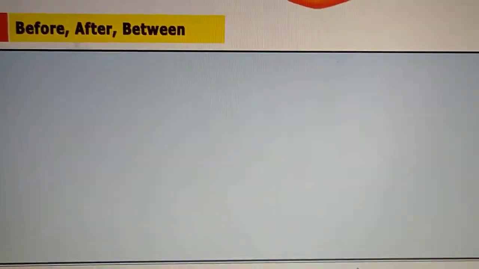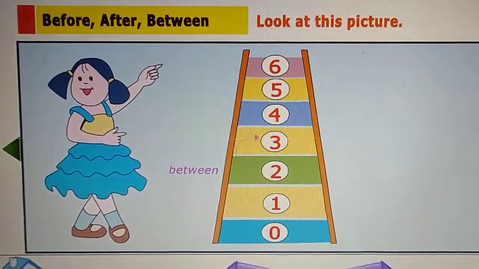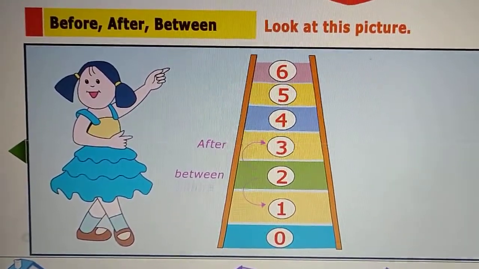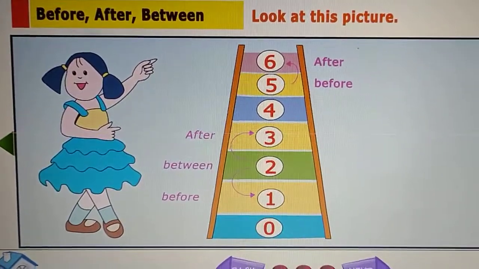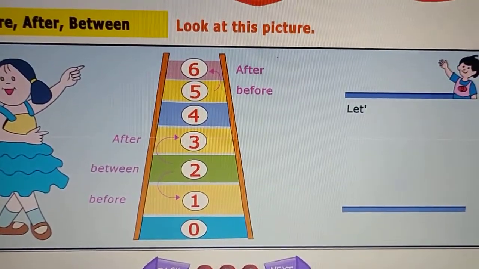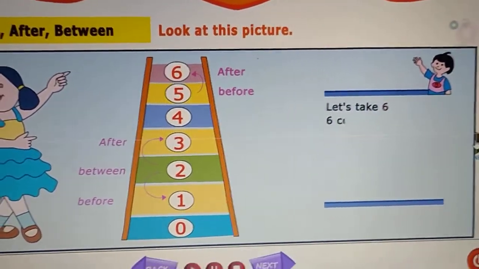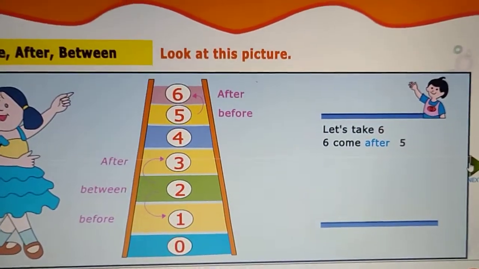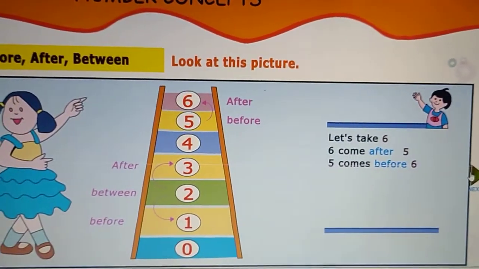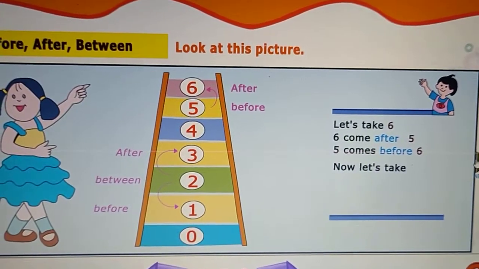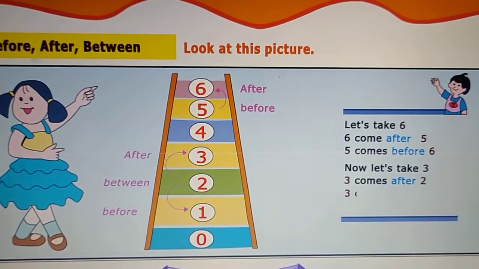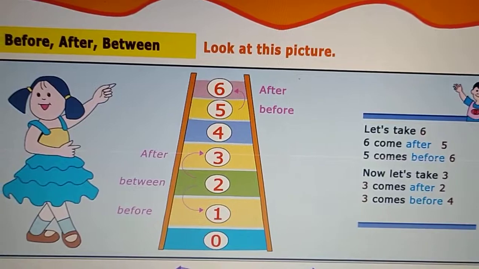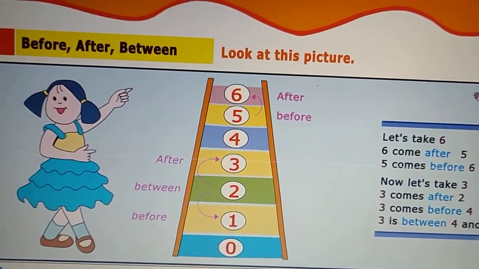After, between. Look at this picture. Let's take 6. 6 comes after 5. 5 comes before 6. Now let's take 3. 3 comes after 2. 3 comes before 4. 3 is between 4 and 2.